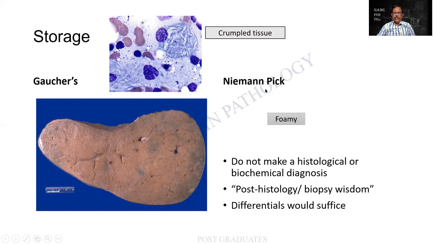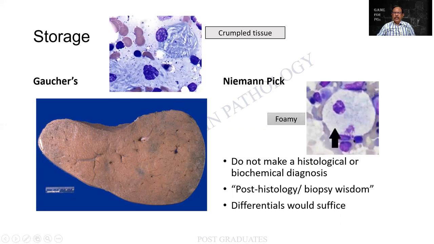And whenever I use the word Gaucher's, automatically there has to be Niemann-Pick. In this I find foamy cells with multiple small vacuoles. Sphingomyelin is being accumulated. So either of them, this can be a Gaucher, this can be a Niemann-Pick. At the most I can say it has a differential diagnosis. And as I told you earlier, this is what we find in the museum. Many of the specimens are labeled, but that label is a post-biopsy wisdom, as my professor Dr. Narasimhan used to say in JIPMER. Differentials would suffice at this point.